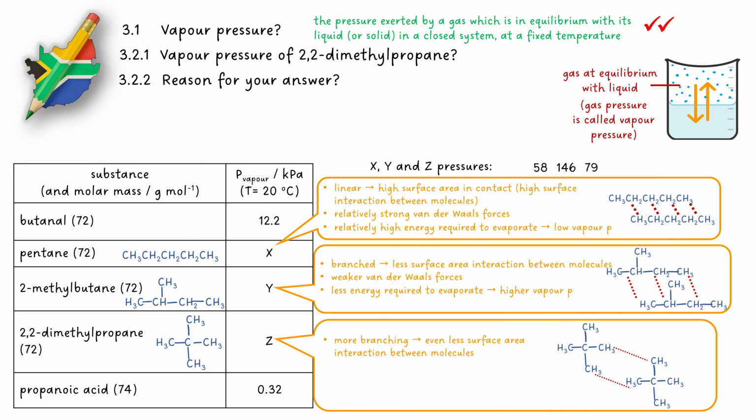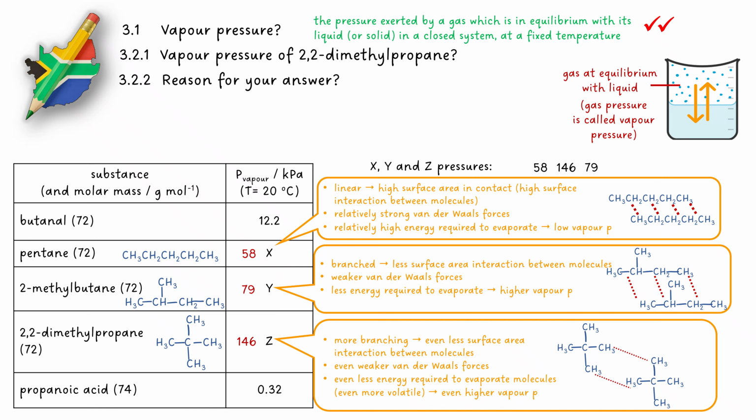Then 2,2 dimethyl propane, which has the same molar mass as compounds X and Y, has even more branching and even less surface area interaction, as the molecule is very bulky. And so the van der Waals forces are even weaker than the previous 2 compounds. Even less energy is required to overcome these forces to evaporate these molecules, and so they are the most volatile compounds of X, Y, and Z, and produce an even higher vapor pressure than compounds X and Y.